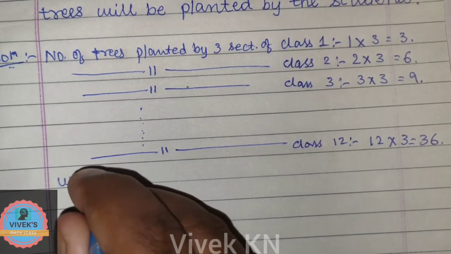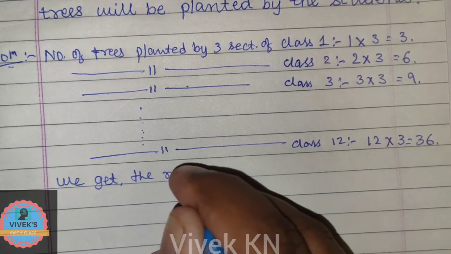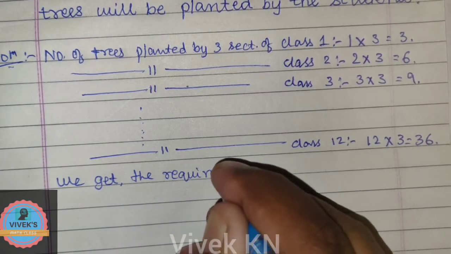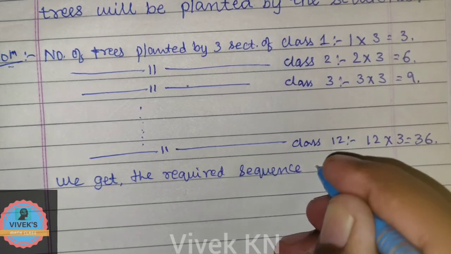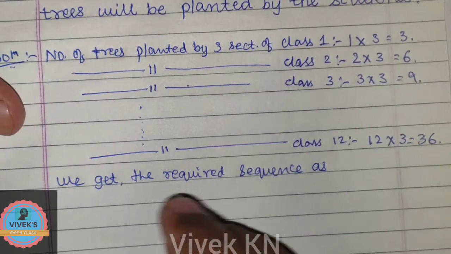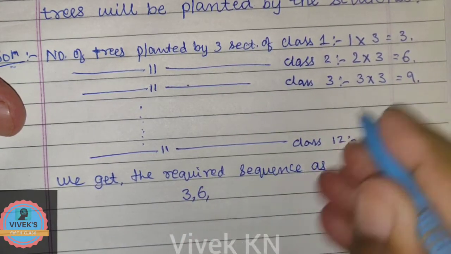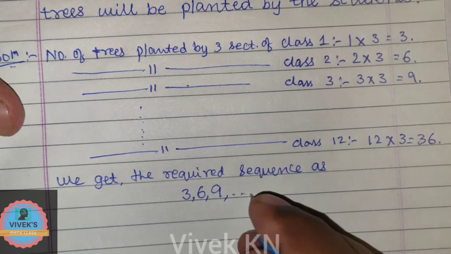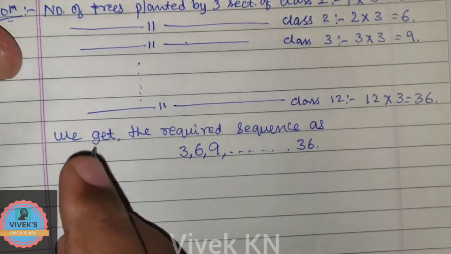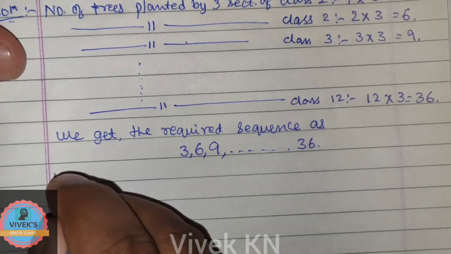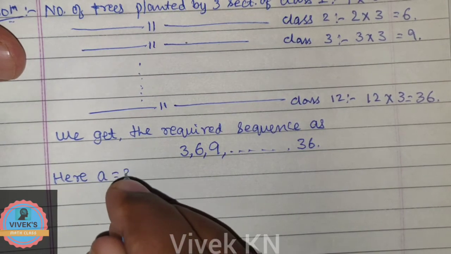Here we get the required sequence as first number is 3, second number 6, third number 9, so on up to 36. Here the first term is 3, that is a is equal to 3.